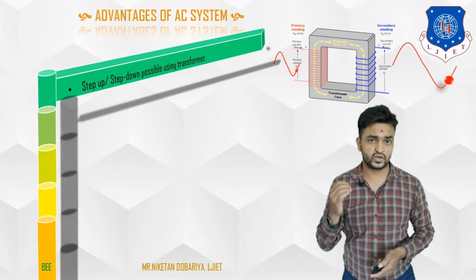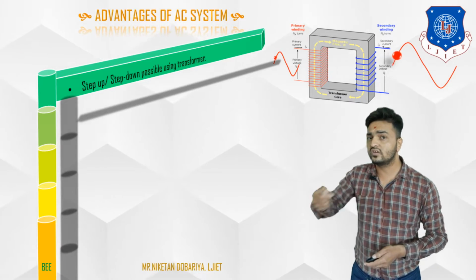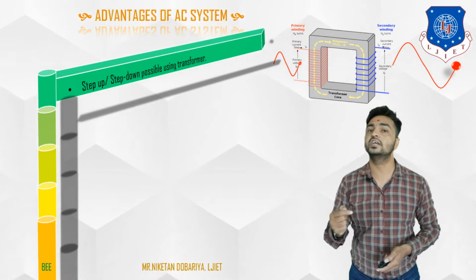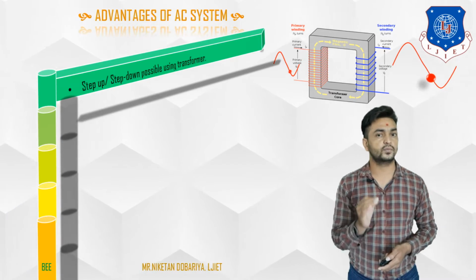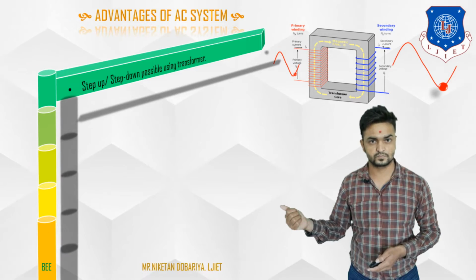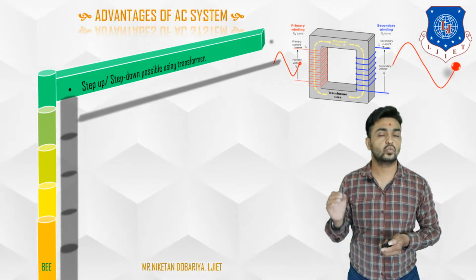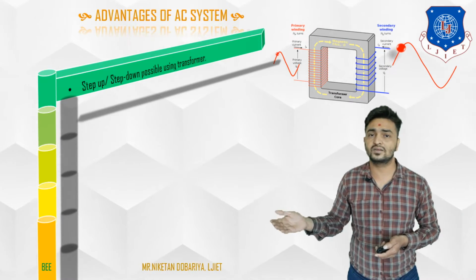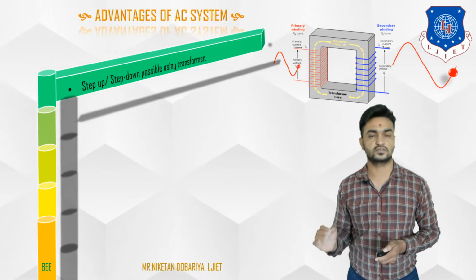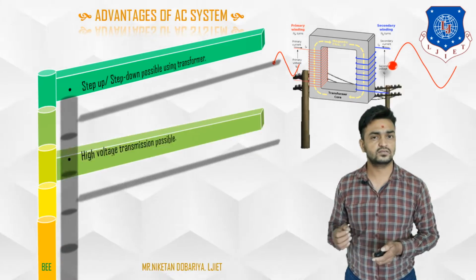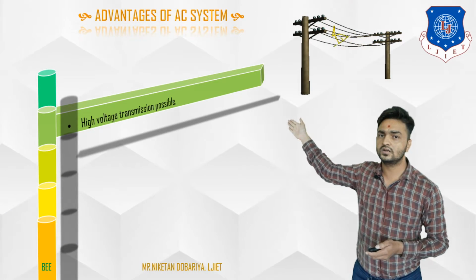And at that point, we need to step up the voltage. Similarly, when we receive electricity, again we need to step it down, and that can be easily done by a transformer if we are using AC system. But if we are using DC system, that is very difficult compared to AC system, as we cannot use a transformer in DC system. Now next, and that is high voltage transmission is possible.